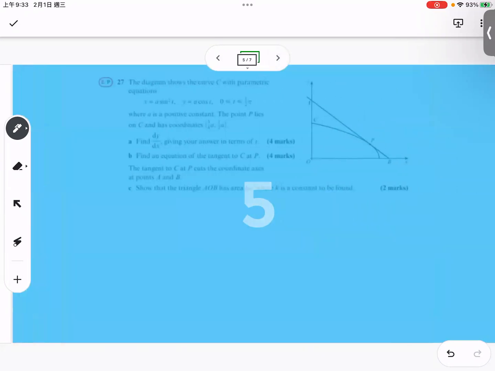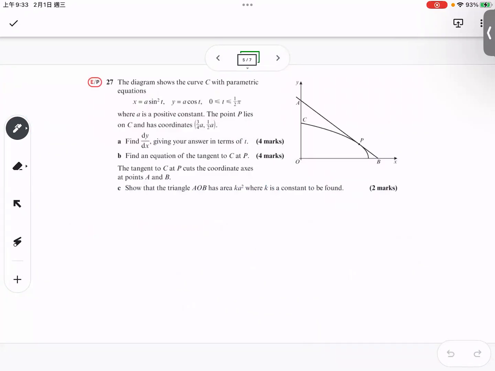Now question 27. The other question I want to discuss with you is parametric differentiation. We can look at this one clearly. The diagram shows the curve C with parametric equations x is equal to a sine squared t, and y is equal to a cosine t. Part A, find dy/dx. I think this one is quite easy for you all, so I will not do it for you first. Please pause the video now and do it by yourself and check the answer after that.